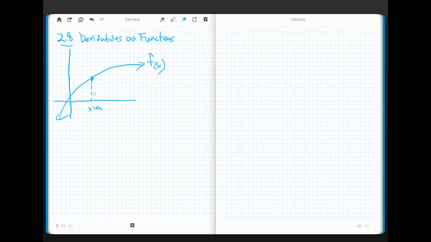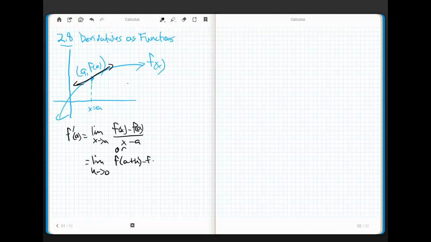It's important. And I've got this point right here, which I'm calling a comma f of a. Then I can figure out the slope of the line tangent to the function at a very simply. There's two ways to do it. We call this f primed of a. And this is either going to be the limit as x approaches a of f of x minus f of a divided by x minus a, or we can take the limit as h goes to 0 of f of a plus h minus f of a all over h. And these both equal the slope of the line tangent.